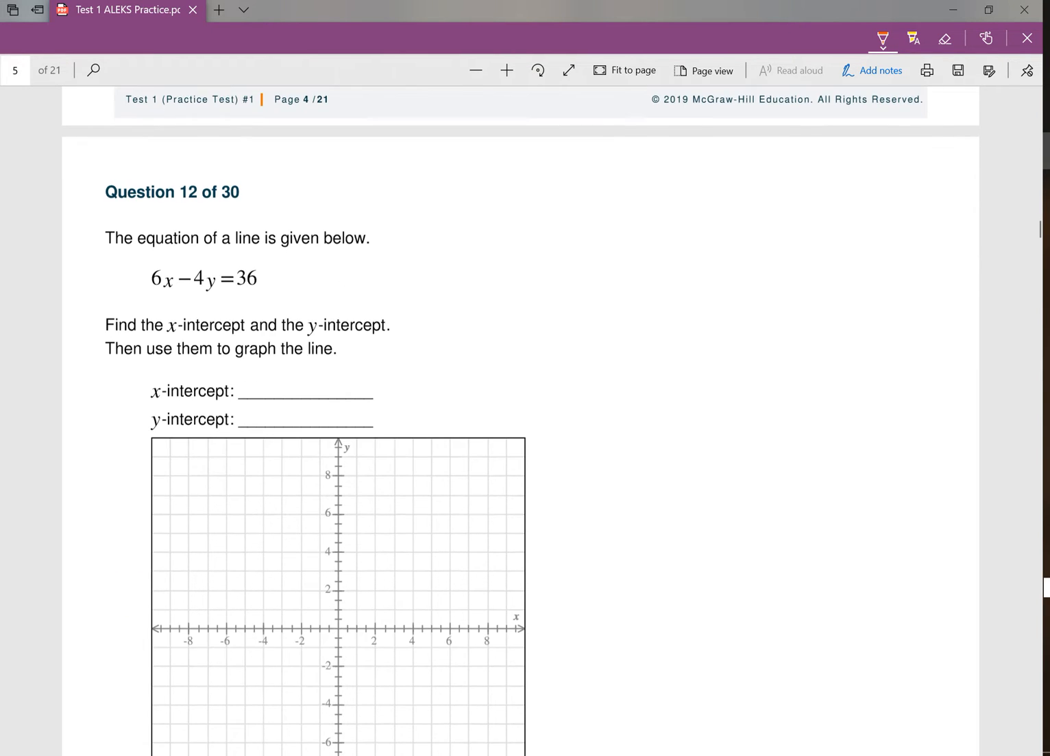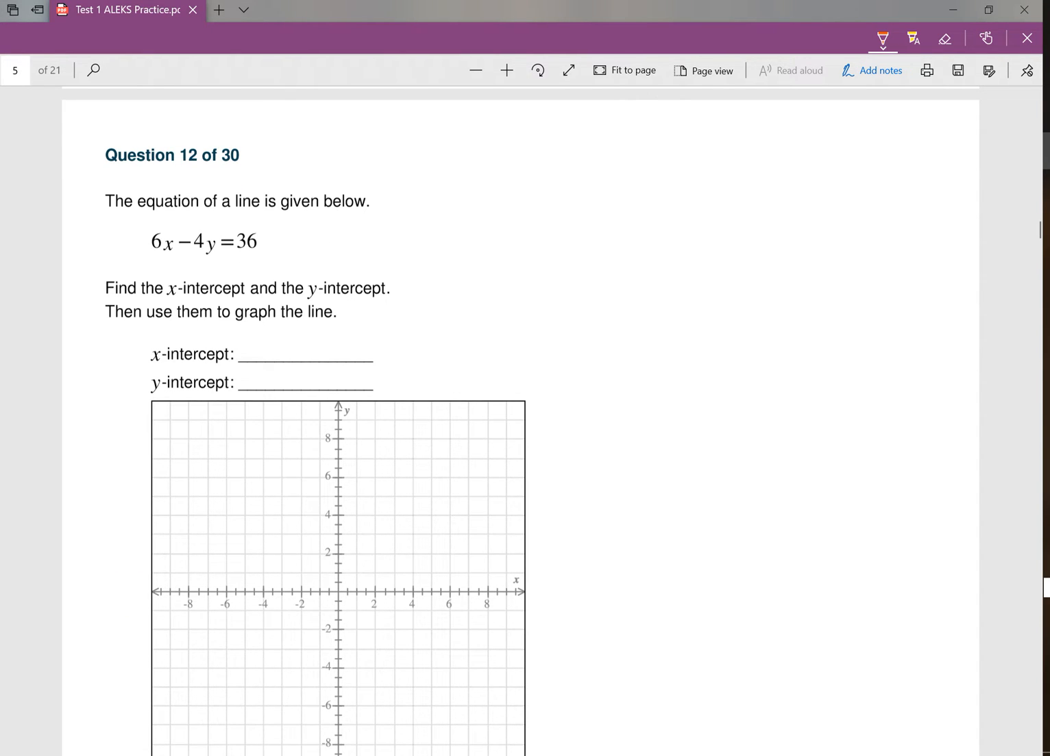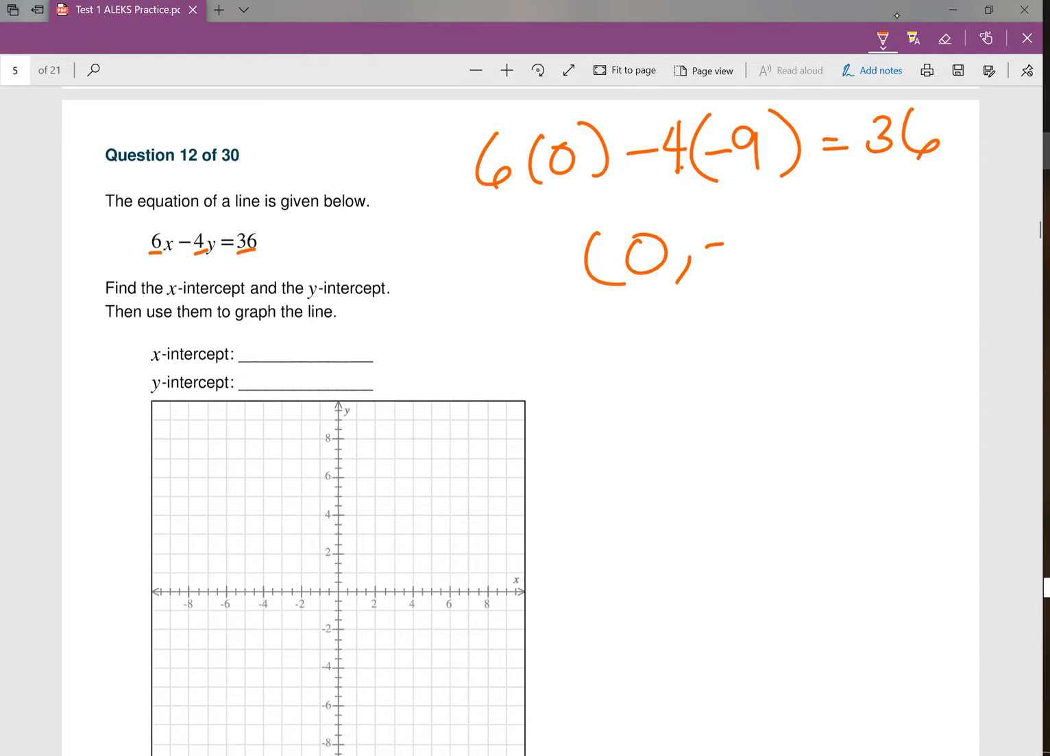Okay, in the next question, number 12 out of 30, it says write the equation of a line. The equation of the line is given below. Use x and y intercepts. Do both of these numbers divide into 36? And the answer is yes. So you start with 6 times 0 minus 4 times some number y is equal to 36. Well, that's a negative 4, so this has to be negative 9. So that's 0, negative 9 for the first value.